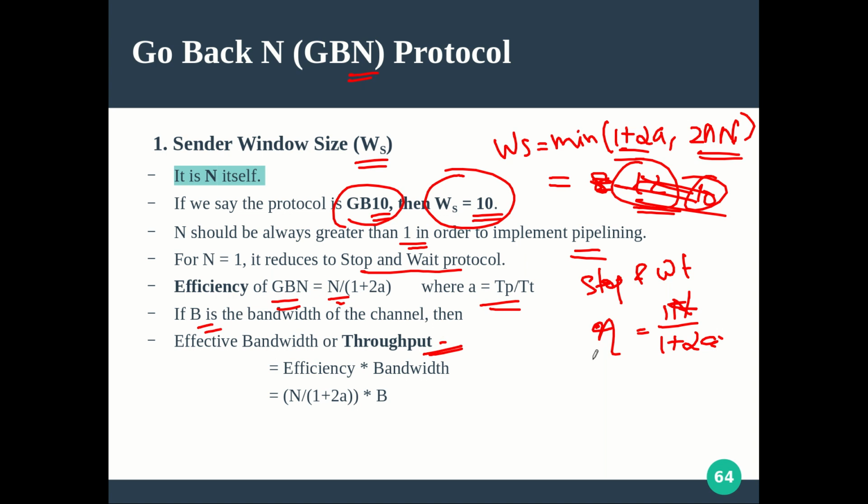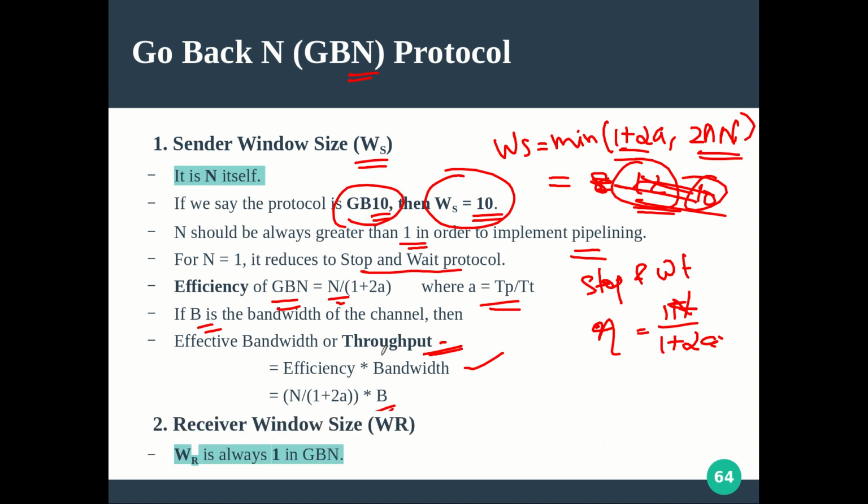And we found a generalized formulation for throughput. It is always efficiency times bandwidth. So the actual bandwidth will be limited by the efficiency. If bandwidth is some B per unit of time, efficiency is N by 1 plus 2a. Accordingly, if it's 25%, suppose you have this many hertz of bandwidth, only 25% of it you can utilize effectively. So the effective bandwidth, or the bandwidth utilization, or throughput, is efficiency times the actual bandwidth that the media has.